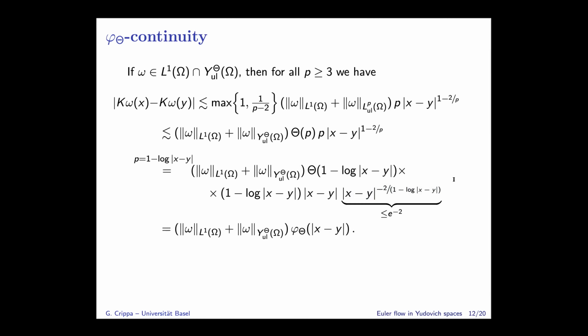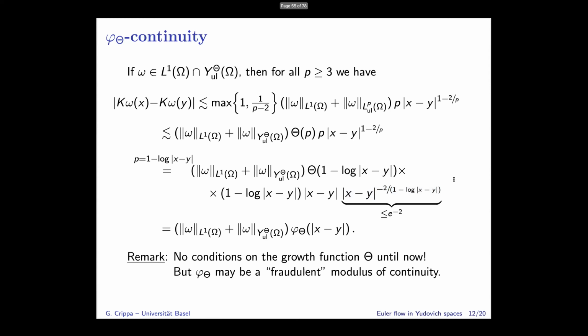Then I exactly proved what I announced. So my estimate for the modulus of continuity phi theta. Okay, now we have to make a remark. Until now, there are no conditions on the growth function theta. Okay, so theta can grow very fast at infinity. It just needs to be finite for every p less than infinity. It can go very fast to infinity, which corresponds to LP norms blowing up very fast at infinity.